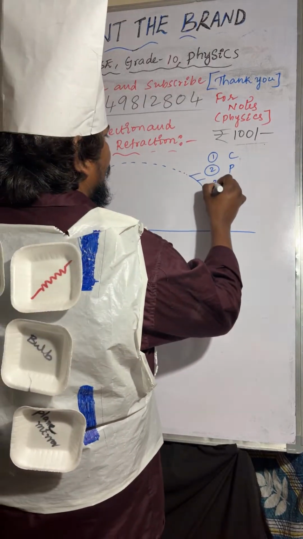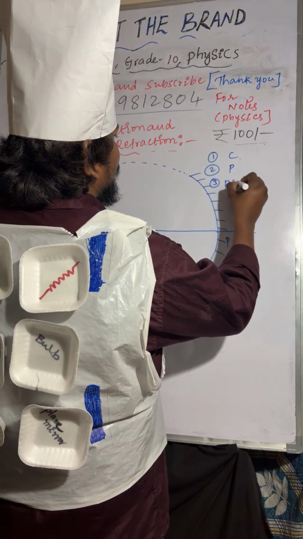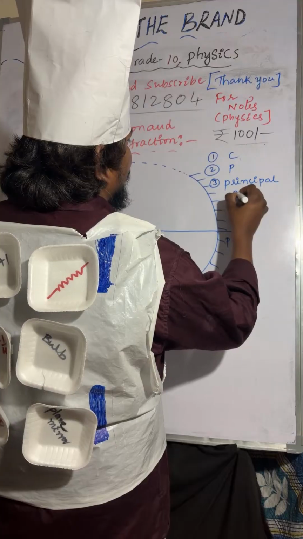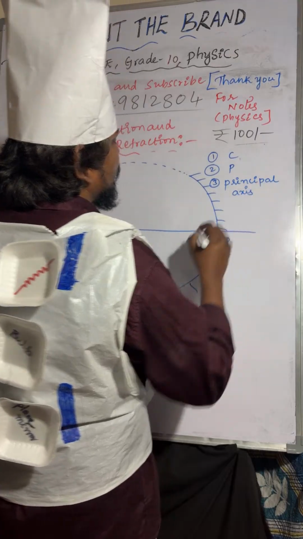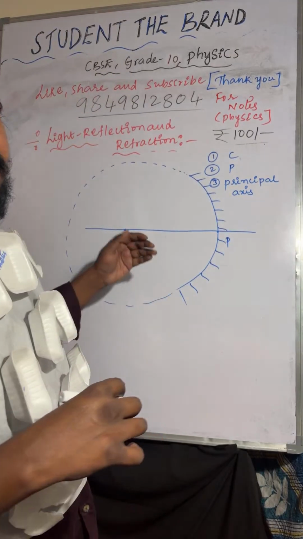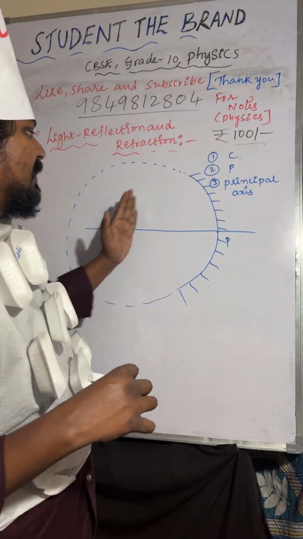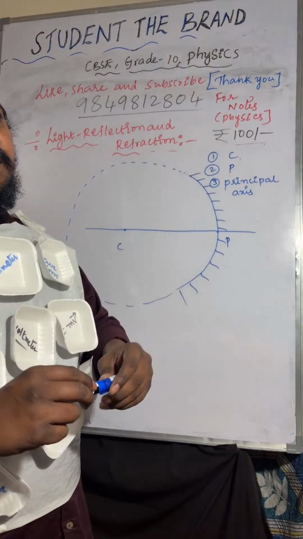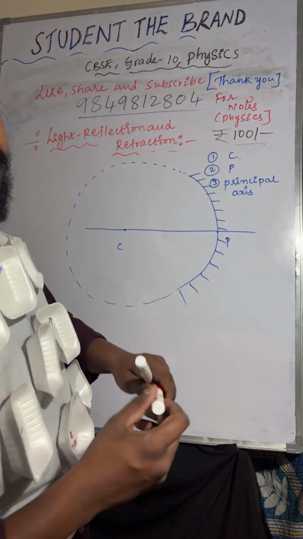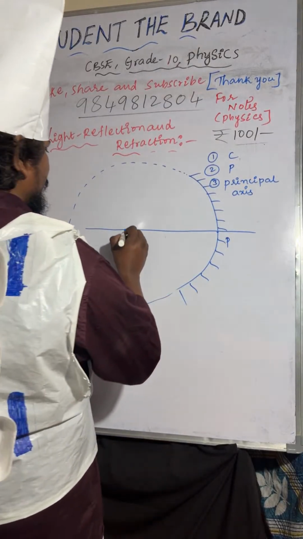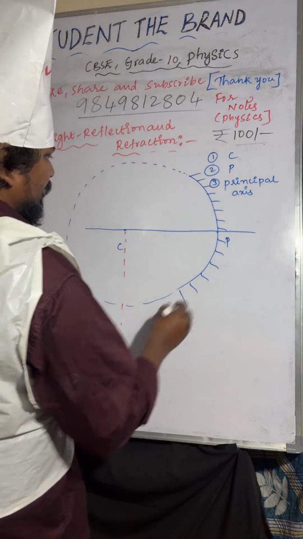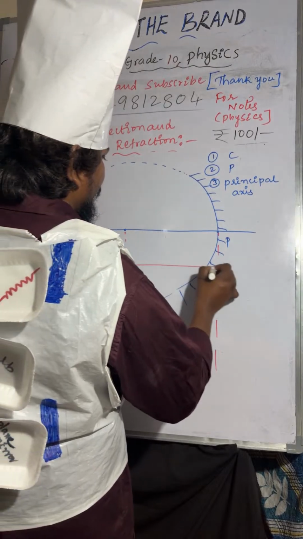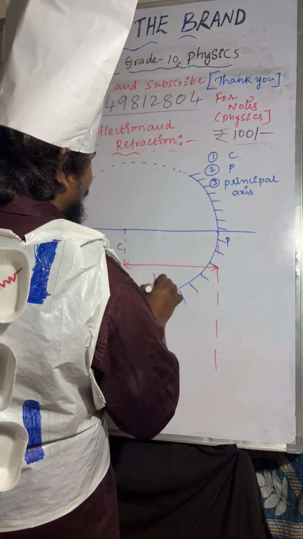So third one is principal axis. The distance between center of curvature and pole is called radius of curvature. I am taking this distance. The distance between center of curvature and pole is called radius of curvature. This is the radius of curvature.